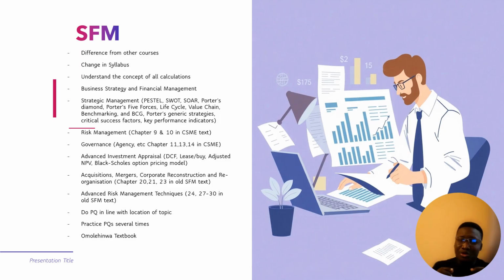That's why I said do past questions in line with each location of the topic. You can't be doing past questions of things that they've removed. For example, I heard they've removed cost of capital. I think I saw cost of capital in Financial Management Skills, so just confirm it. If you are not practicing cost of capital, we are not expecting that they will test that now because they've changed the syllabus. They've removed it and put it in skills. Do you understand? So do past questions in line with the new syllabus for each topic.